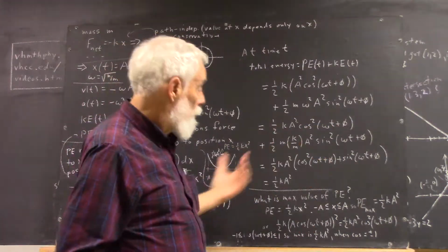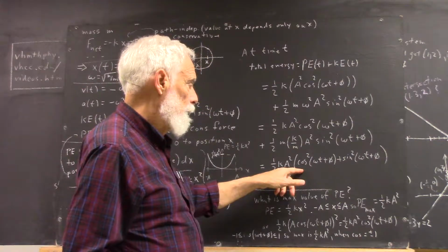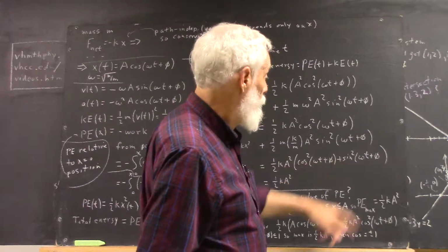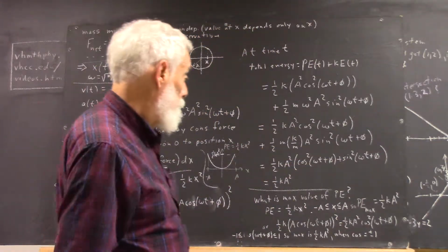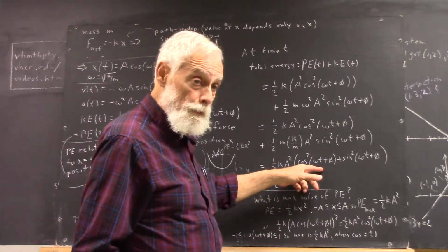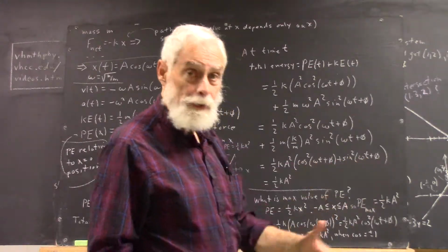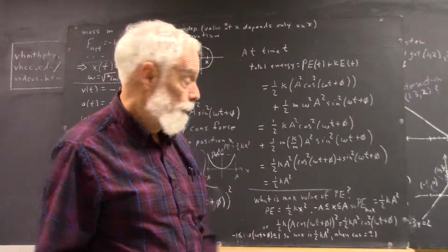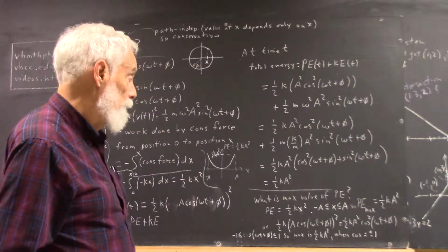So I can factor out a 1/2 k a squared, and I'm left with cosine squared of omega t plus pi plus sine squared of omega t plus pi. Well, what's really neat about this, of course, is we know it's the Pythagorean identity. The cosine squared of some quantity plus the sine squared of the same quantity is equal to 1. Just the basic definition of the cosine and the sine function in terms of the circular function, if you like.